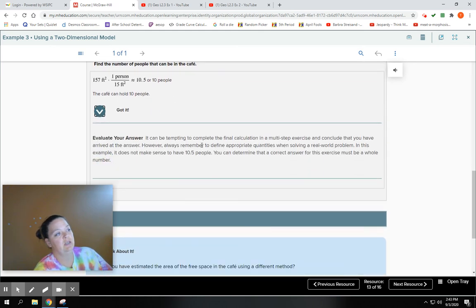It can be tempting to complete the final calculation in the multi-step exercise and conclude that you have arrived at the answer. However, always remember to define appropriate quantities when solving a real-world problem. In this example, it does not make sense to have 10.5 people. You can determine that a correct answer for this exercise must be a whole number, right? Half a person isn't going to walk into the cafe.